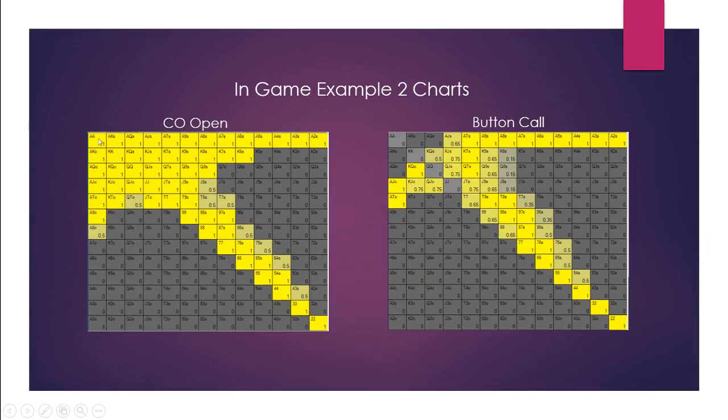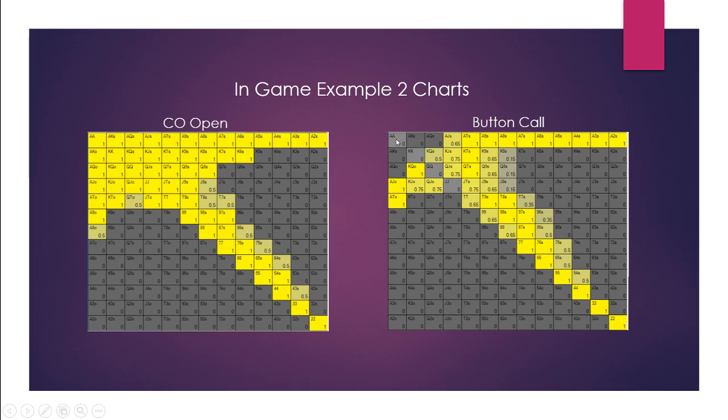Here's our cutoff open range. We can see we open aces, kings, ace-king, all these here, things like this. And again, might not be 100% accurate, but reasonably close. And here's your button calling range. Now this, again, I tried to simplify this and take out some of these that may occasionally just call, but here's the point I'm making.